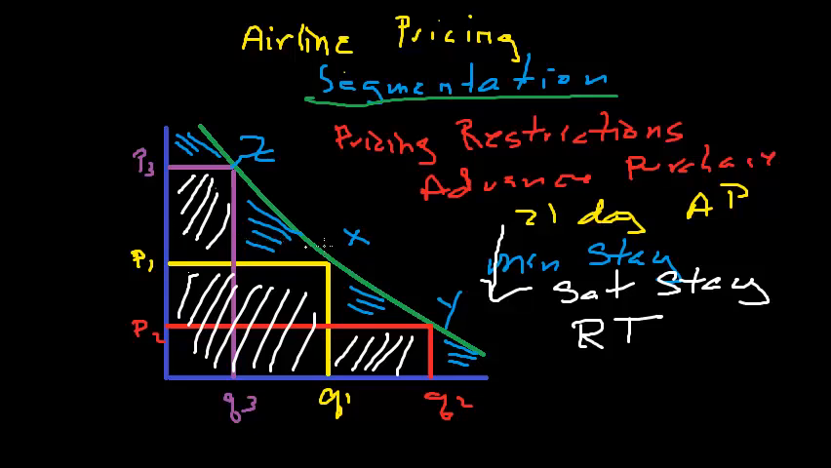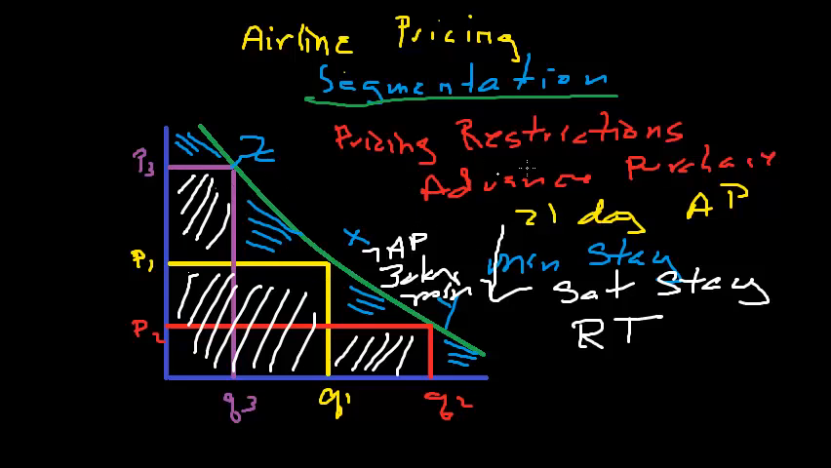And then in the middle here, there's some combination of the two. So maybe this is a 7-day advance purchase and a 3-day minimum stay. So in the middle here, you have customers who are not quite as flexible as these really price sensitive vacationers, but also have some more flexibility than the business customers.